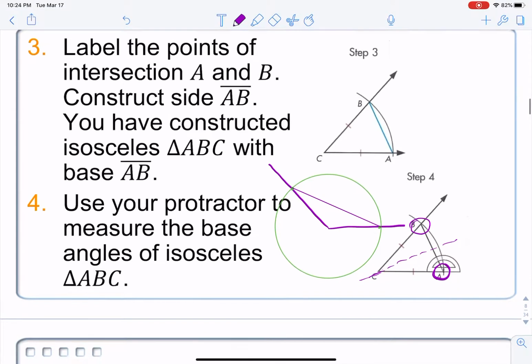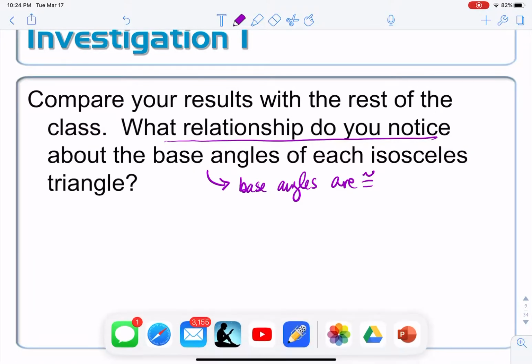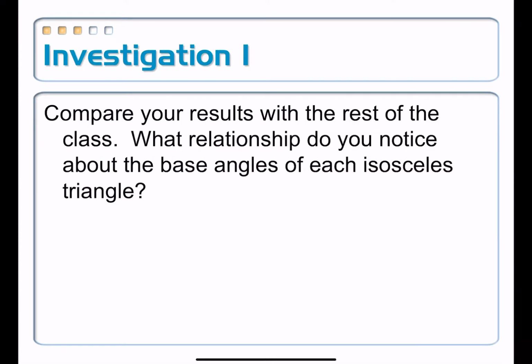All right, so what you should have noticed, what relationship do you notice about the 2 base angles? It seems that these 2 base angles are congruent. The 2 legs are congruent, the 2 sides opposite them are congruent. And as a matter of fact, that's exactly how we're going to state this theorem called the Base Angles Theorem.